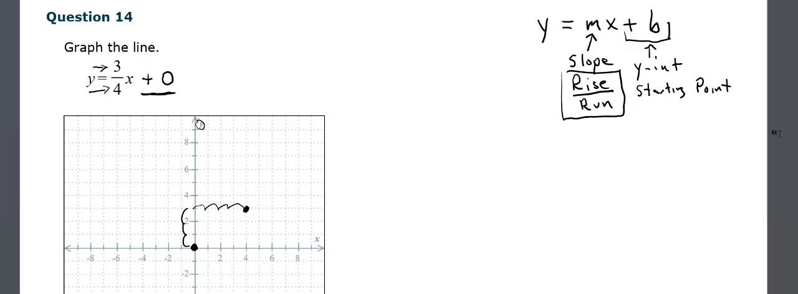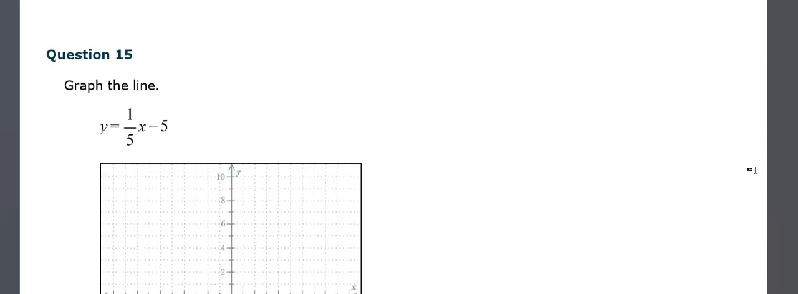Now, if we needed to plot another point, from that point, we do the same thing. We would rise 3 and run 4. And notice again, all these points would fall on the same line. Let's look at the next one.